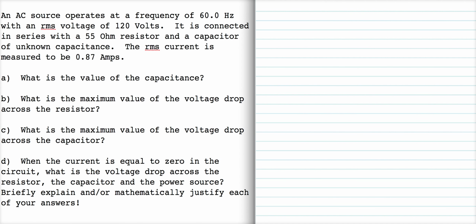Okay, so we're given the RMS current here for this circuit, and we're asked to find the capacitance. I think we're going to have to start by finding the impedance. So we have the equation that the RMS current is equal to the RMS voltage divided by the impedance Z. And so Z is equal to that EMF divided by current, which is 120 divided by 0.87, or 138 ohms.